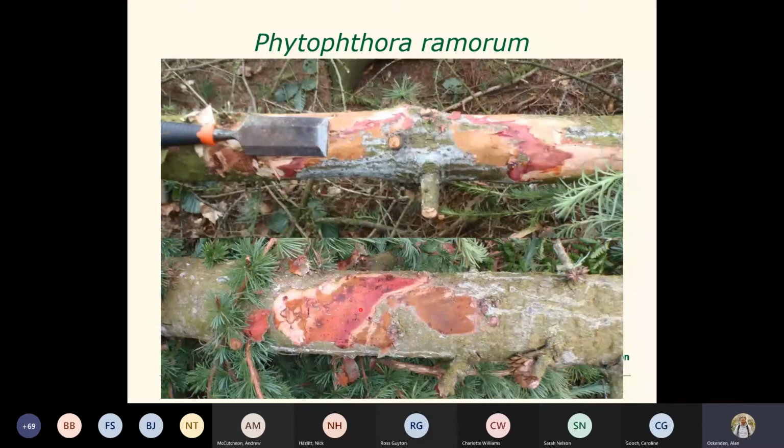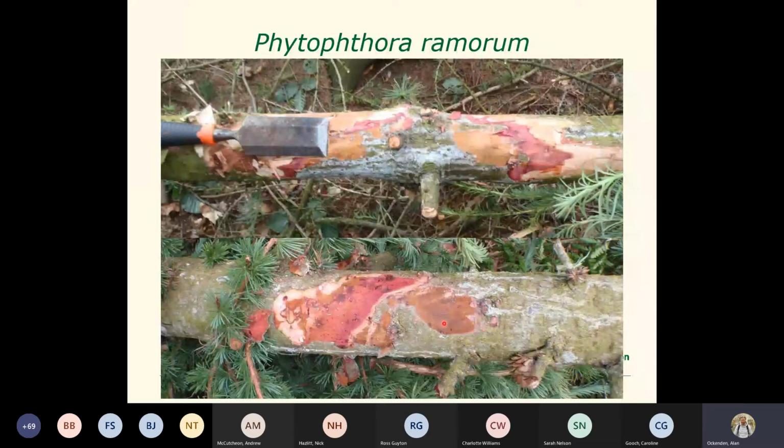So it's not very good for sampling, because you don't actually get anything of any worth out of that, but as far as diagnostics go, it's a really useful feature, because it's not something we tend to see underneath the bark of larch for other things. And then as you start to work your way back down, you can see this necrotic brown material here. That's where the disease has already been through and taken what it needs from the cell structure of its host, and then moved on.